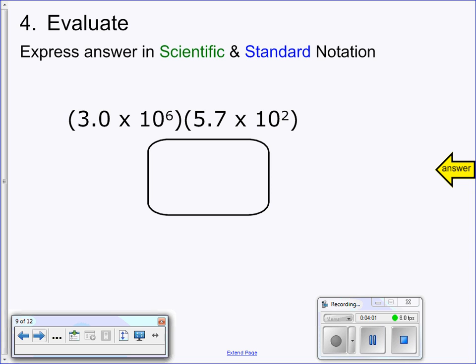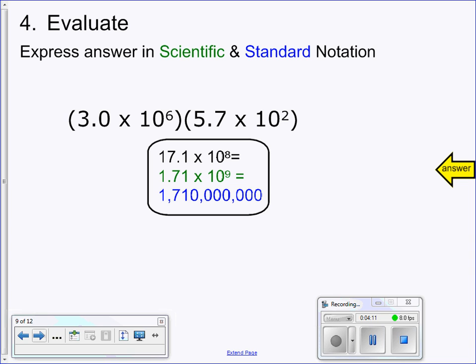So by evaluating this, remember, first thing I'm going to do is multiply the coefficients, and then I'll add the exponents on the times 10 portion. So that gets me 17.1 times 10 to the 8th, which is not in scientific notation. So I need to move it over. So it's 1.71 times 10 to the 9th, which is 1,710,000,000.